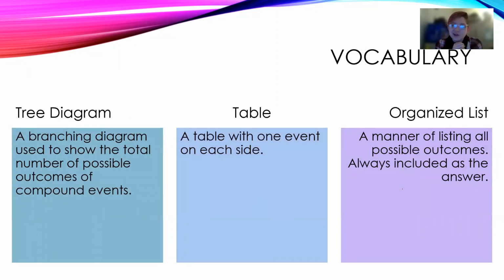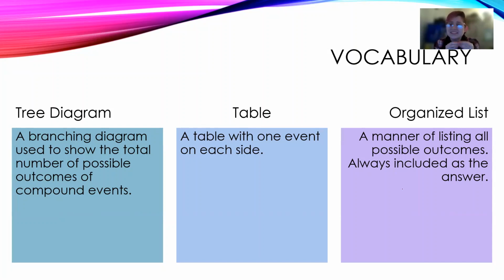Okay, so a tree diagram is a branching diagram that shows the total number of possible outcomes for compound events. Keyword there, compound. Tree diagrams are not useful for simple events. Tables, we set it up with one event on each side. Again, not useful for simple events, and we'll see why in our first example. Now, tables are good for 2 events, but not 3. Once you introduce a third event, you need a 3D table, and that's just a little complex to draw.